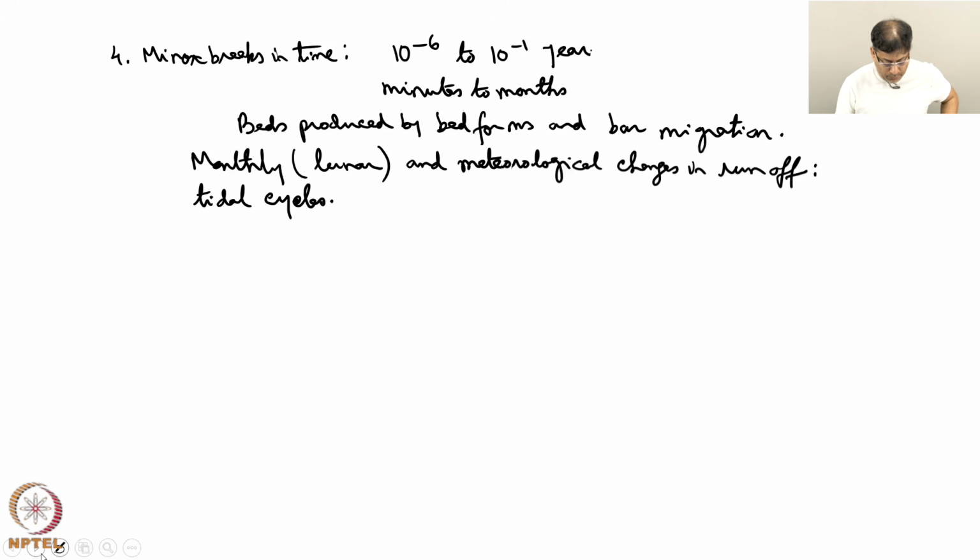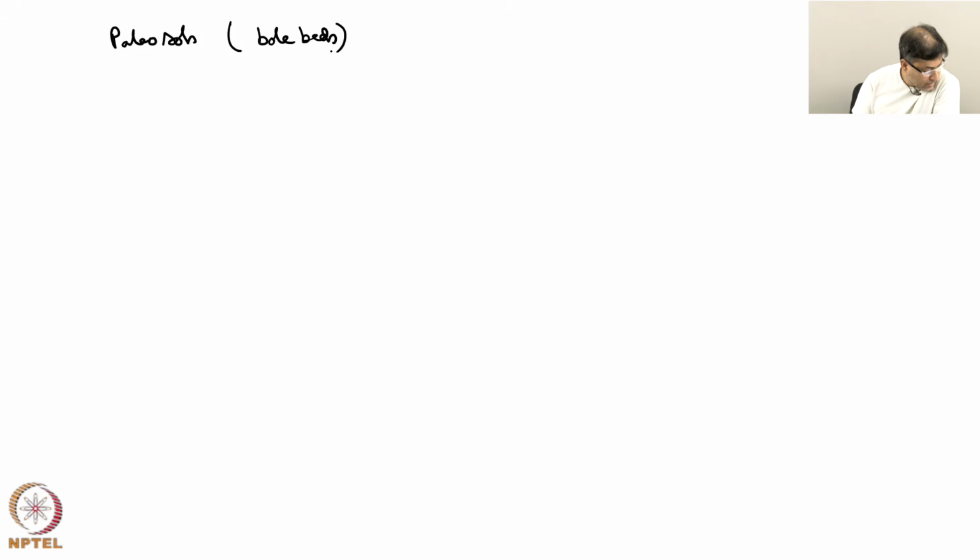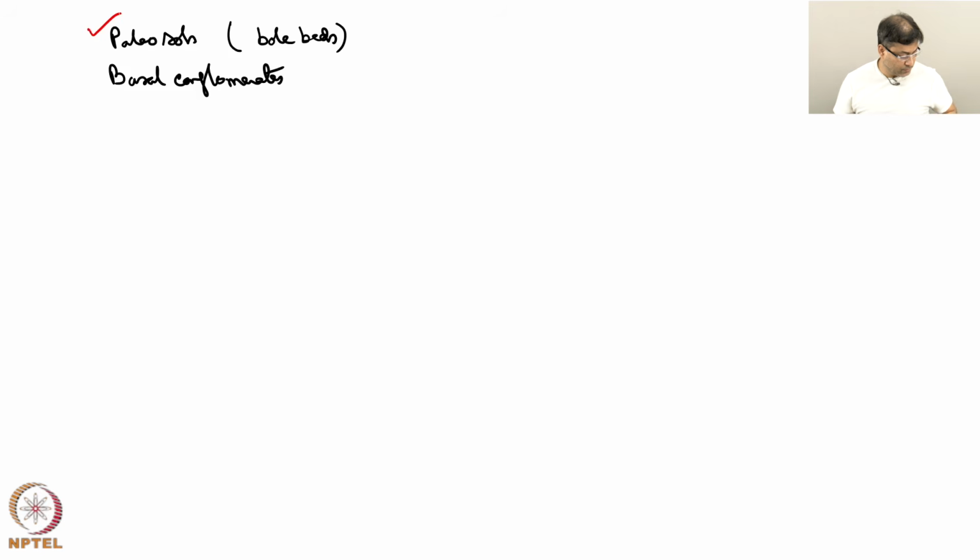Okay, now we are going to see important features associated with unconformities, and in fact these features help us identify the unconformities. We will discuss paleosols, and in this connection also we will talk about the bowl beds, and we will talk about the basal conglomerates. And right now we will start with first the paleosols.